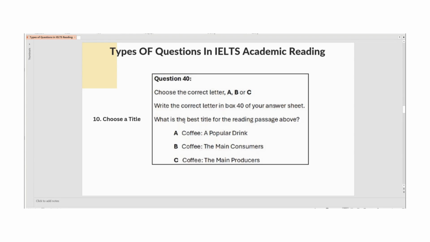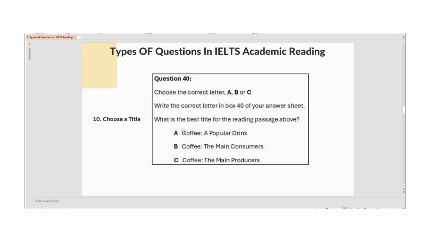So this is an example, question number 40. Choose the correct letter A, B, or C. Write the correct letter in box 40 of your answer sheet. What is the best title for the reading passage above? As you can see, it has only one question. There will be only one question about choosing a title, and what you have to do is choose the best title from this list A, B, C about the passage you have read above. It can be coffee, a popular drink, coffee the main consumers, coffee the main producers.